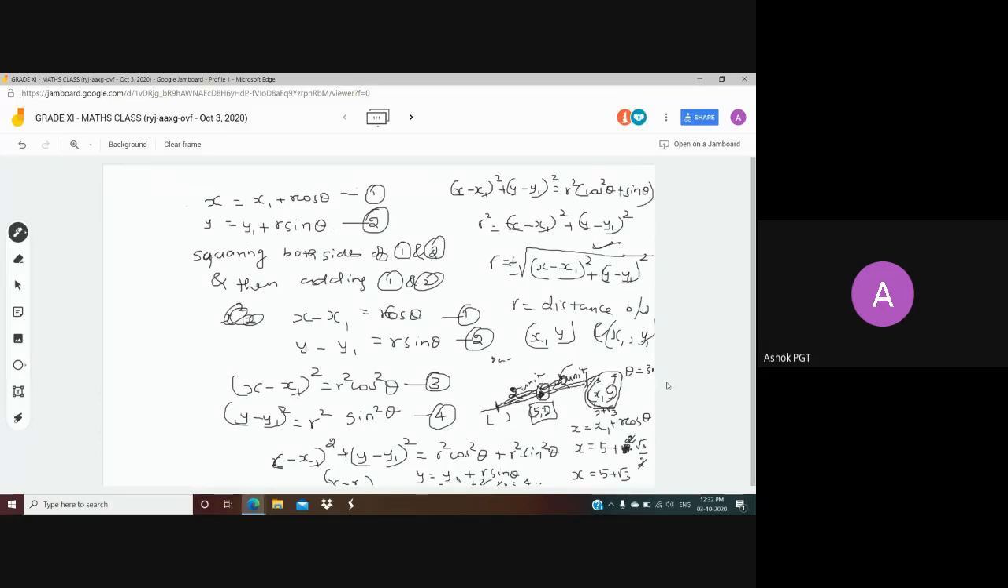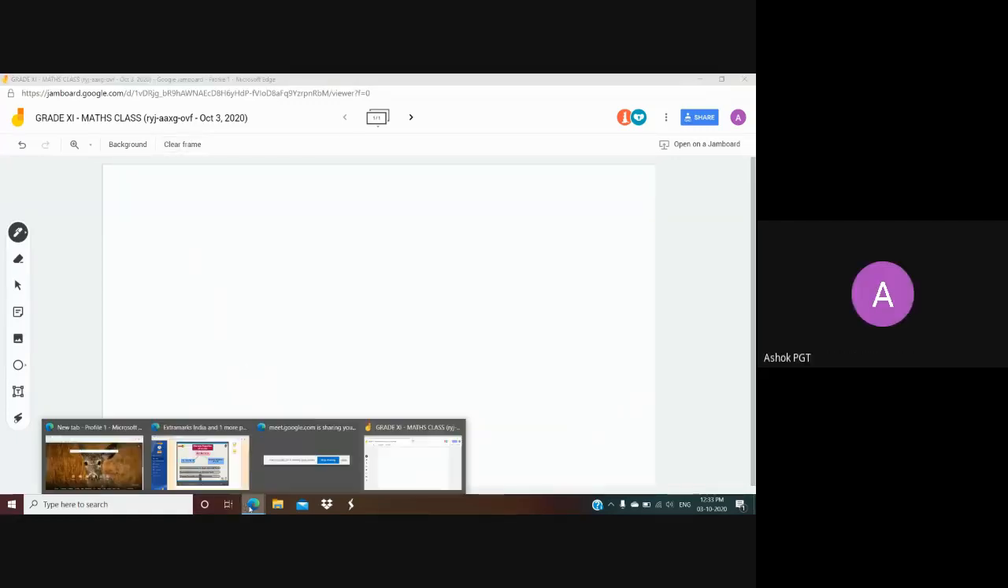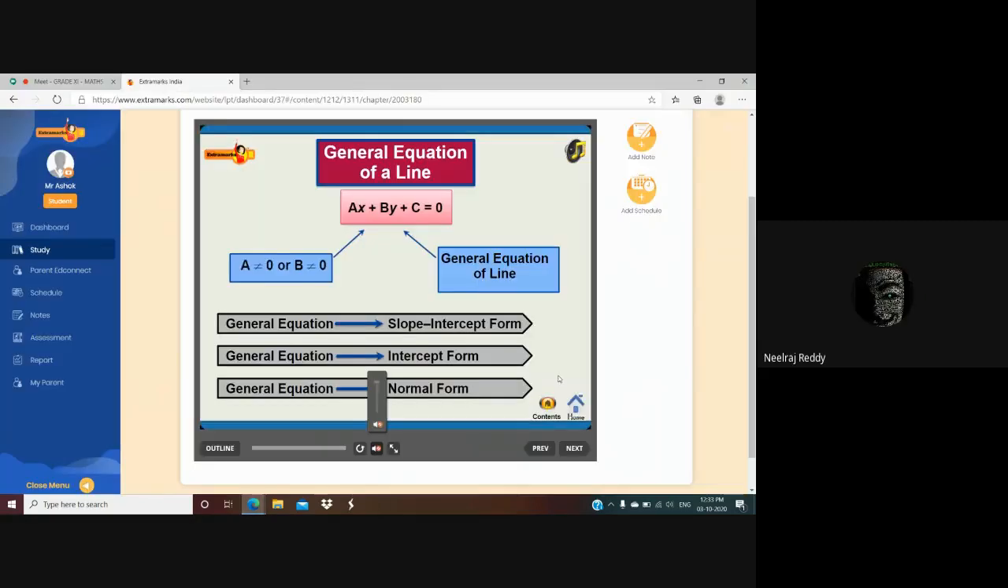Students, do you understand the importance of this concept? Yes, sir. So we have completed different forms of the straight line. In the next class, we will see the general equation of the straight line. Till now, are you clear? Yes, sir.